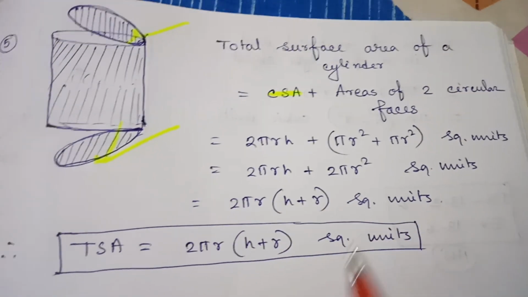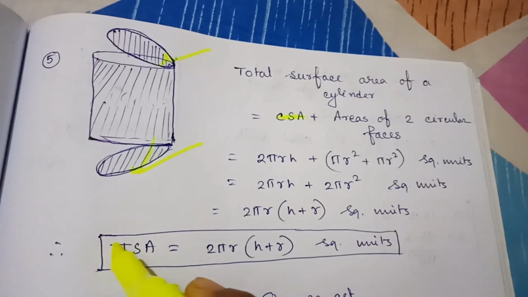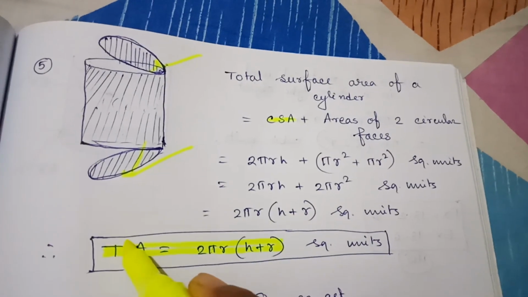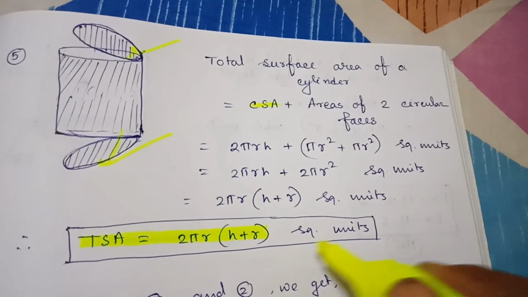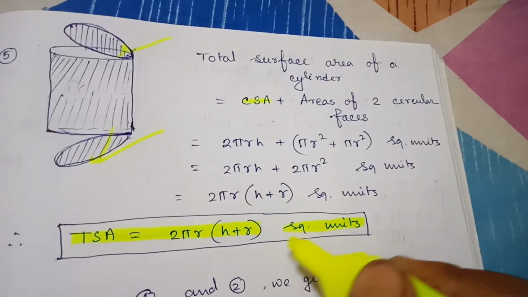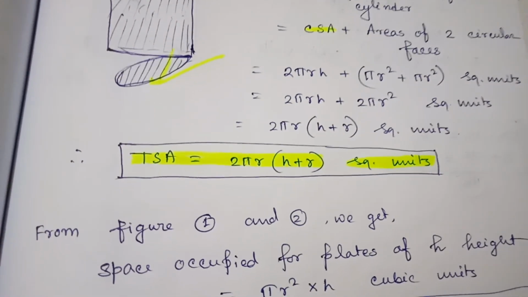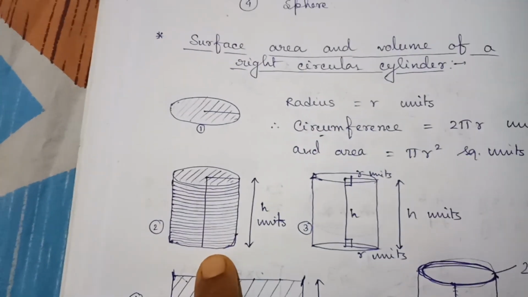So we have got the formula as TSA of a right circular cylinder is 2 pi r into (h plus r) square units. Writing the units is mandatory. Now from figure 1 and 2, look at the figures 1 and 2.